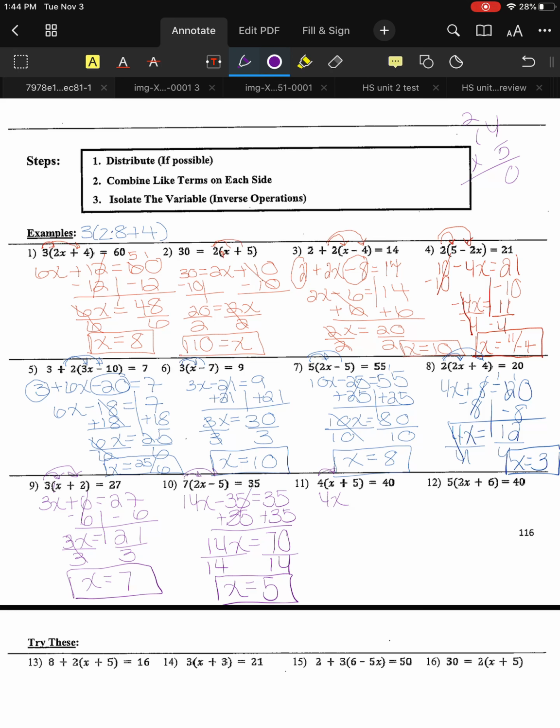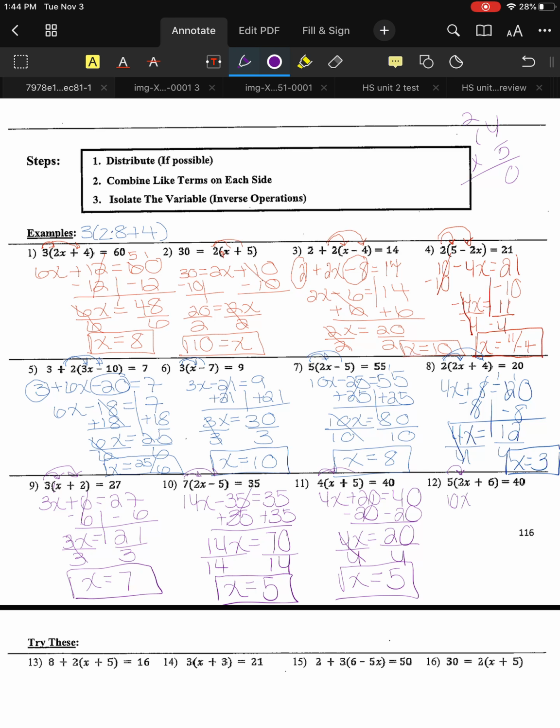Problem number 11, 4 times x is 4x. 4 times 5 is 20, which is equal to 40. The opposite of adding 20 is to minus 20. I have 4x equals 20. Now I'll divide both sides by 4, continuing doing my inverse operations to isolate that variable, and I get x is equal to 5 again.